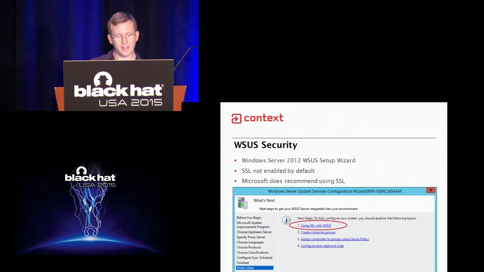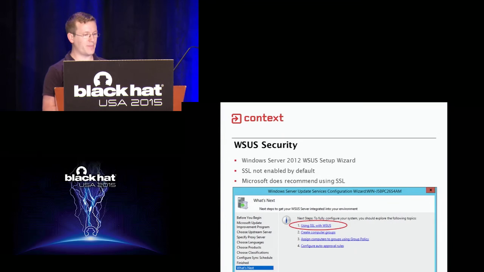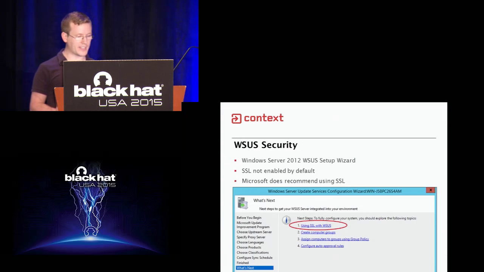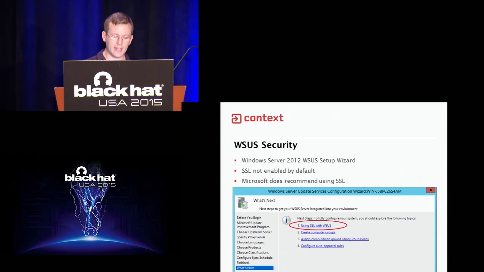connecting to Windows Update. There's one slight problem, which is that at the end of the wizard, SSL is not enabled. So this is the kind of default setup. You run through the wizard. There's no SSL for that SOAP web service. Now, to Microsoft's credit, the very first thing you see after completing the wizard is this screen down here, where it says, next steps, to fully configure your system, you should explore the following topics. And the very first link there is a link to using SSL with WSUS.